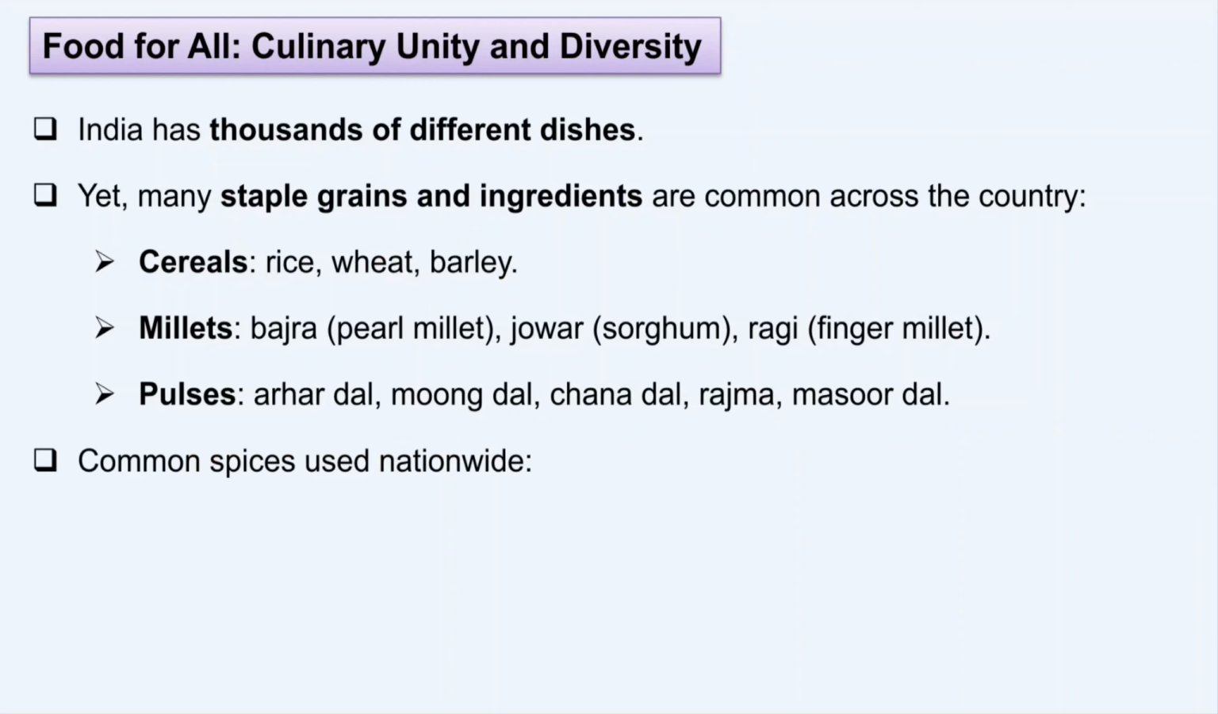Okay, this is another example. We have so many examples there. And another here is common spices, used nationwide. For example, turmeric, we use turmeric all over the country. Yes or no? Cumin, that is jeera, isn't it? Cardamom, ginger or cloves, there are so many common spices that each and every household will be using in order to prepare their dish or cook food. So even though we have different variety, we are united. We are using only some common, same ingredients.